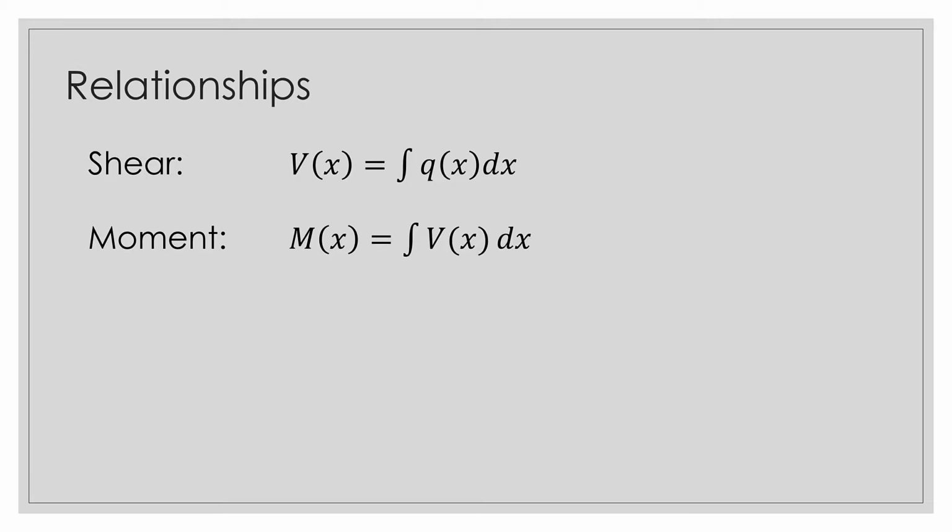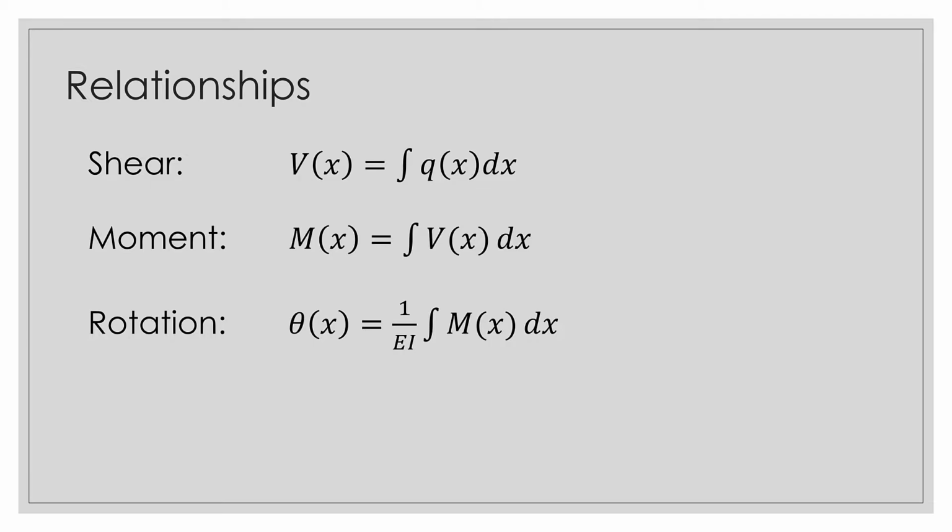In this class, we're going to take it a step further. All I'm doing is I keep integrating. I have q, I integrate that to get V, then I integrate that to get my moment. What happens if I integrate my moment? If I integrate the moment and then divide by EI, which we sometimes refer to as the stiffness of the beam, we actually have the rotation of the beam.